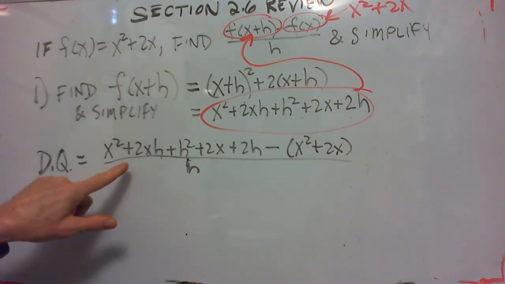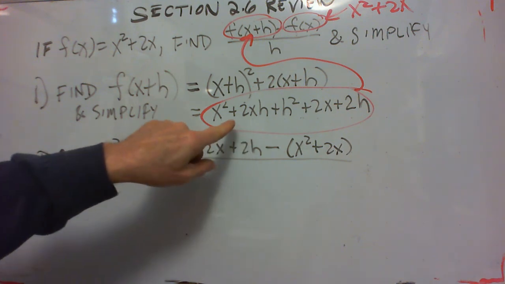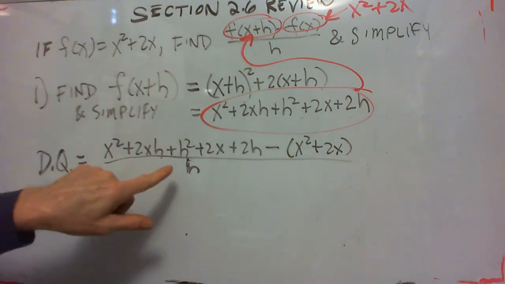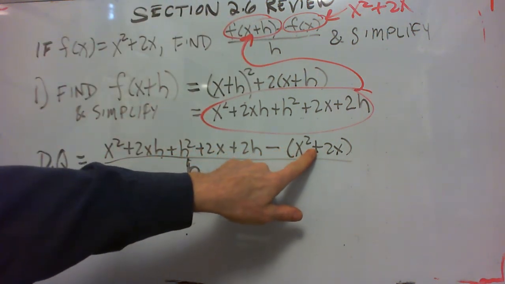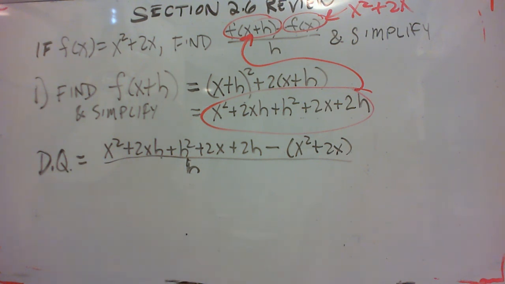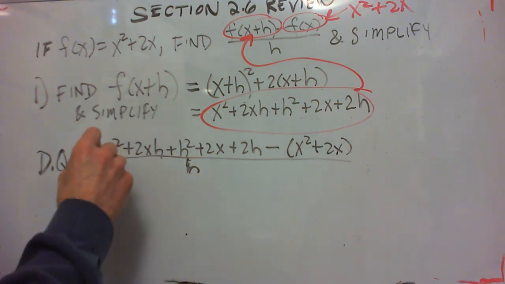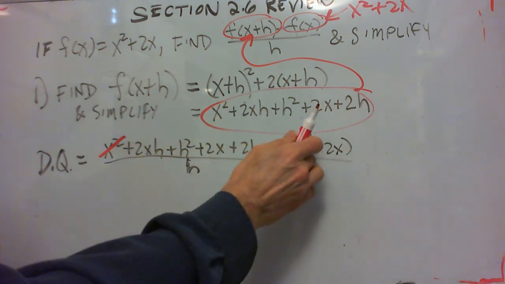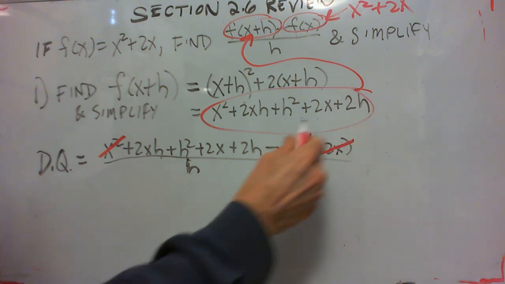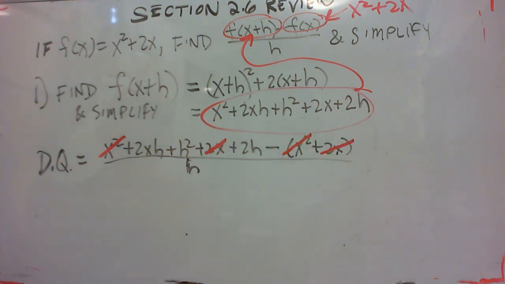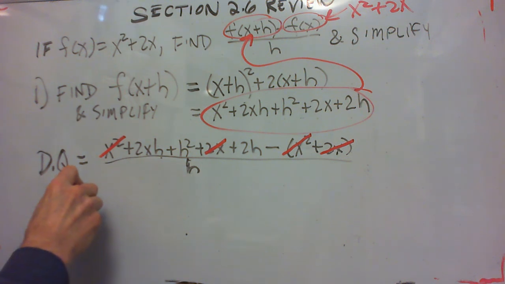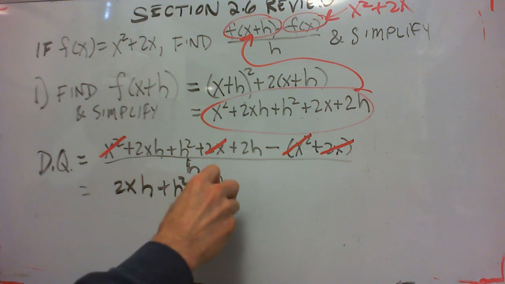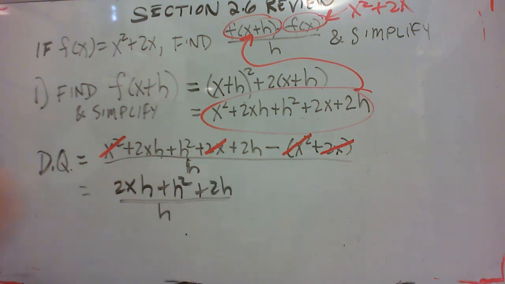Okay, when you plug in that great big f of x plus h result for this part of the difference quotient, and plug in our f of x formula, we get some terms that cancel each other. The x squares cancel. Now the 2x cancels with what's going to be minus 2x because we're subtracting the quantity. And so what we're left with is 2xh plus h squared plus 2h over h.